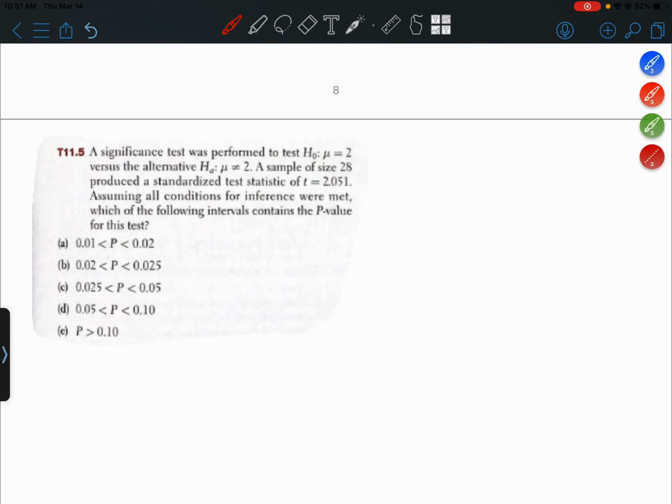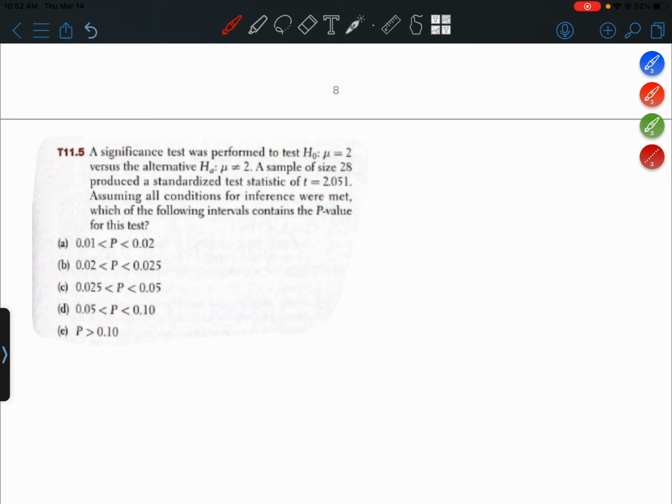T11.5. A significance test was performed to test the null hypothesis mu equals 2 versus the alternative hypothesis mu not equal to 2. A sample size of 28 produced a standardized test statistic of t equals 2.051. Assuming all conditions for inference were met, which of the following intervals contains the p-value for this test?